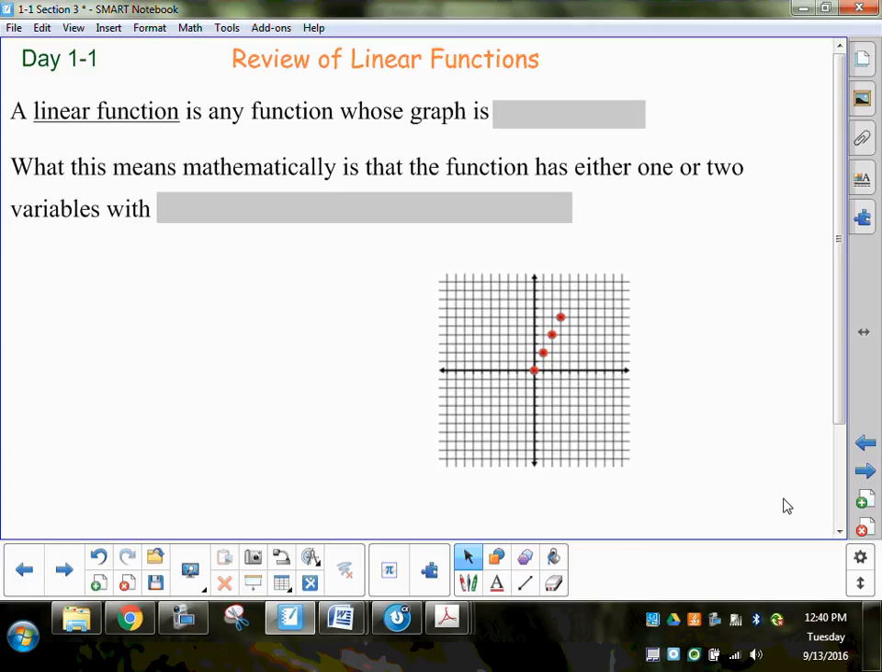Does that line, as I look at it right now, going from my left to my right, have a positive slope or a negative slope? Positive. There you go.